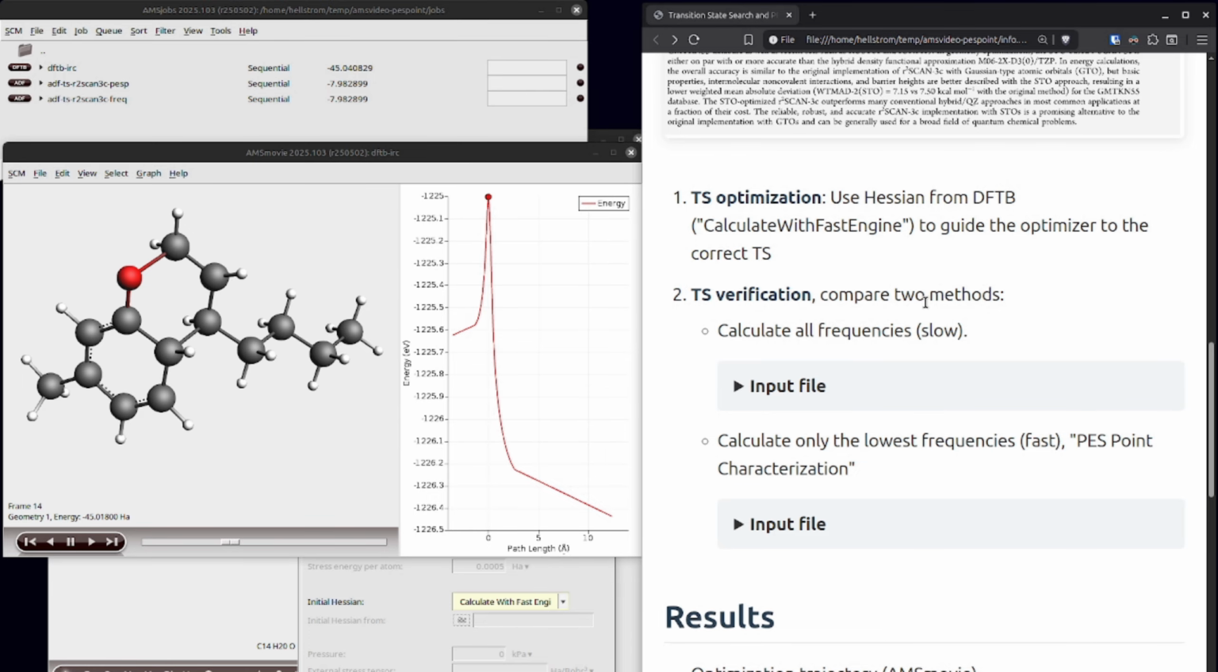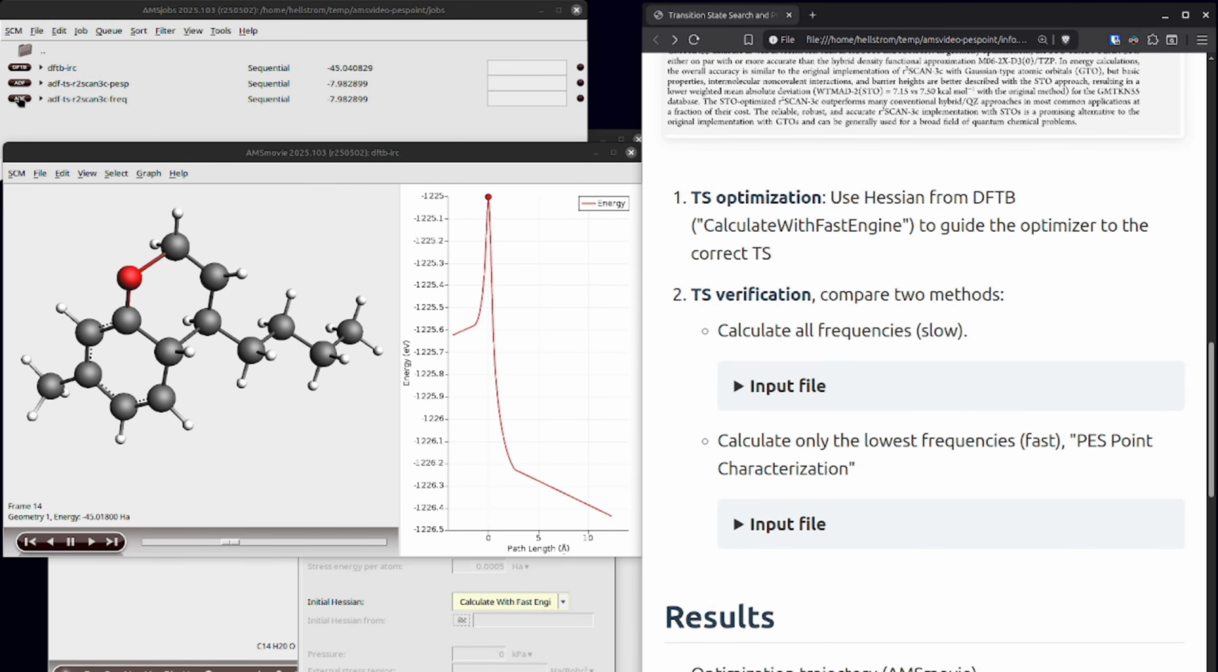The first method is to calculate all the frequencies, so that's quite slow. And that's sort of the naive approach. Calculate all the frequencies and you check that one of them is imaginary. And the second approach is to calculate only the lowest frequencies. And that's what you get when you enable this PESPointCharacterization option in the AMS driver. So we can look at the input.